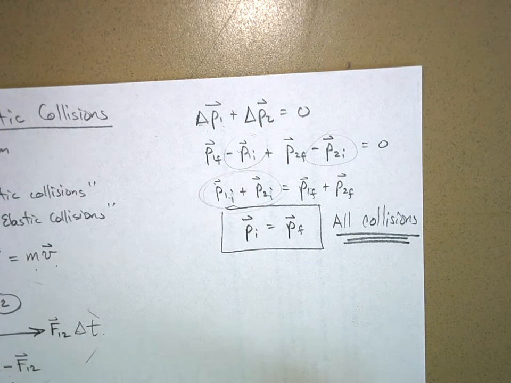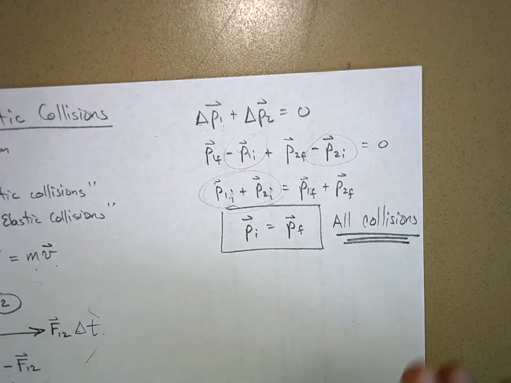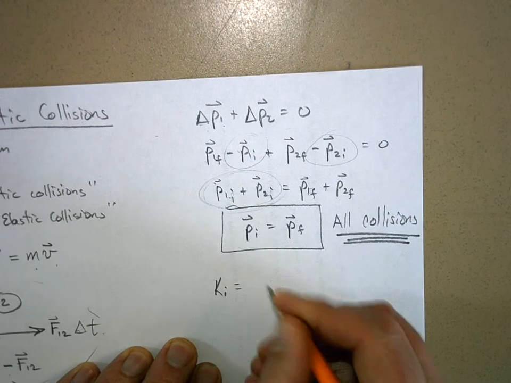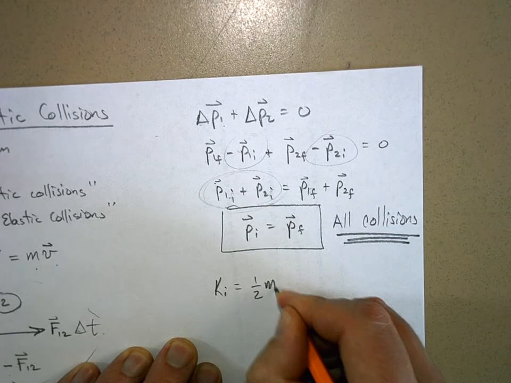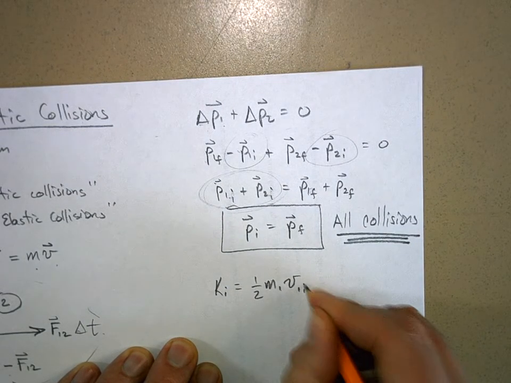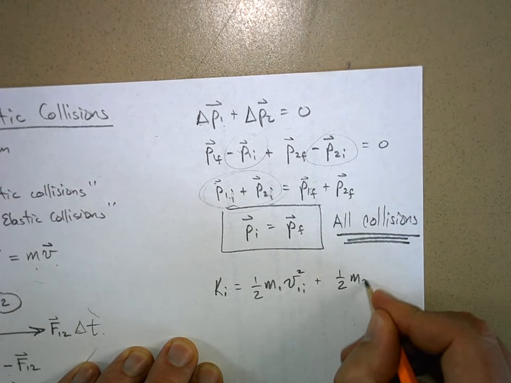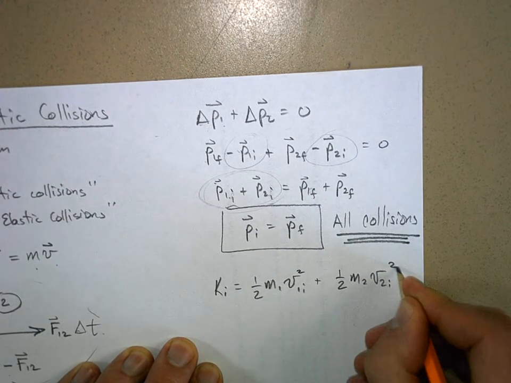Okay. Momentum is always conserved in a collision. But what about energy? What about kinetic energy? Well, we have the initial kinetic energy of my system. K initial equals 1/2 m1 v1 initial squared plus 1/2 m2 v2 initial squared.